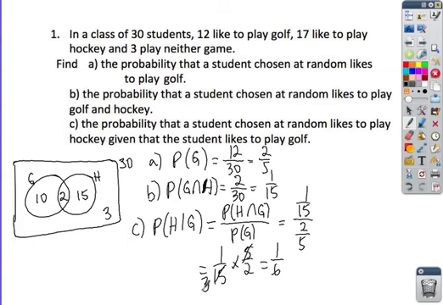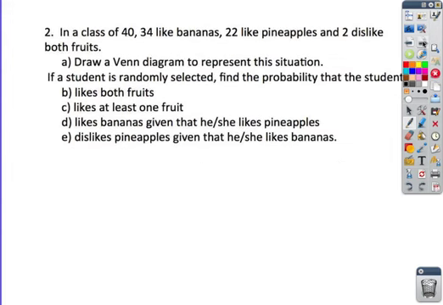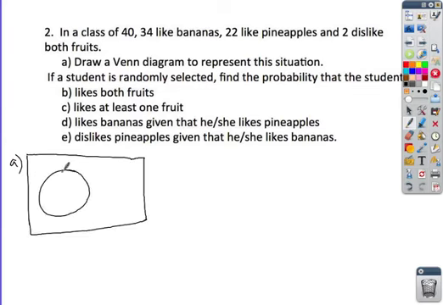All right, the next problem. In a class of 40, 34 like bananas, 22 like pineapples, 2 dislike both fruits. This time we're asked to draw the Venn diagram, but again it makes sense to draw a diagram for this type of problem. And again, if you add it all up, the 34, the 22, and the 2 add up to much more than the 40. So we know that they are intersecting circles.